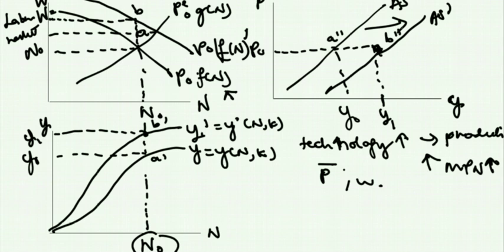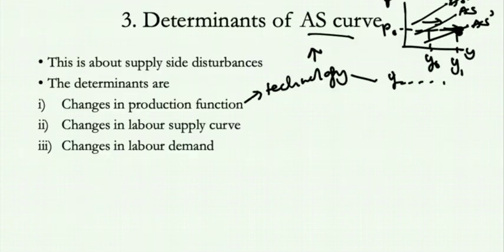Is it clear? I don't want to stop at another equilibrium, because if I stop at equilibrium, then I need to bring aggregate demand here. You get what I mean here? But here, I just want to analyze the aggregate supply shift, because we are talking about determinants of aggregate supply.